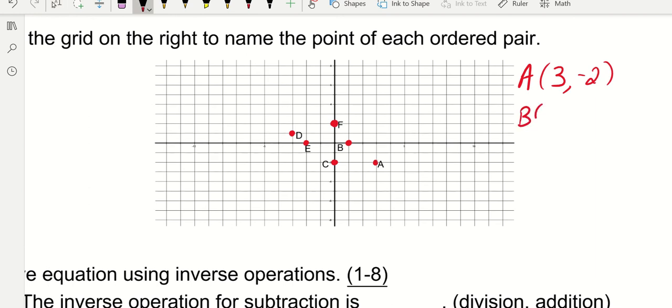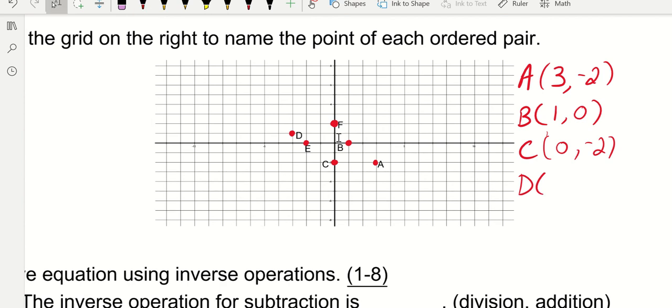For B, starting at the origin, I go to the right 1. So my x coordinate is going to be 1, and I don't go up or down at all. So 1, 0. For C, I don't go left or right at all from the origin to get to C. So my x coordinate is going to be 0. And to get to C, I have to go down 2. So down 1, down 2. So that's negative 2.